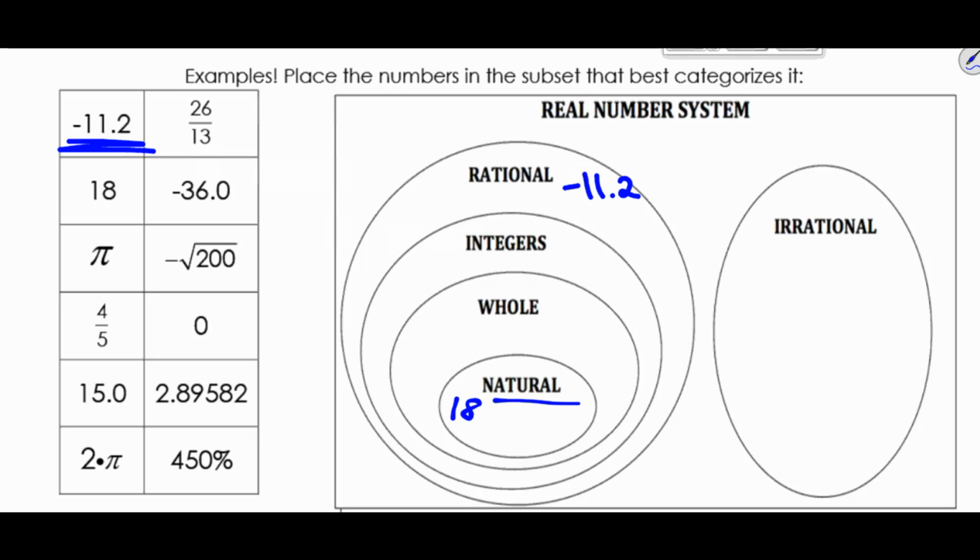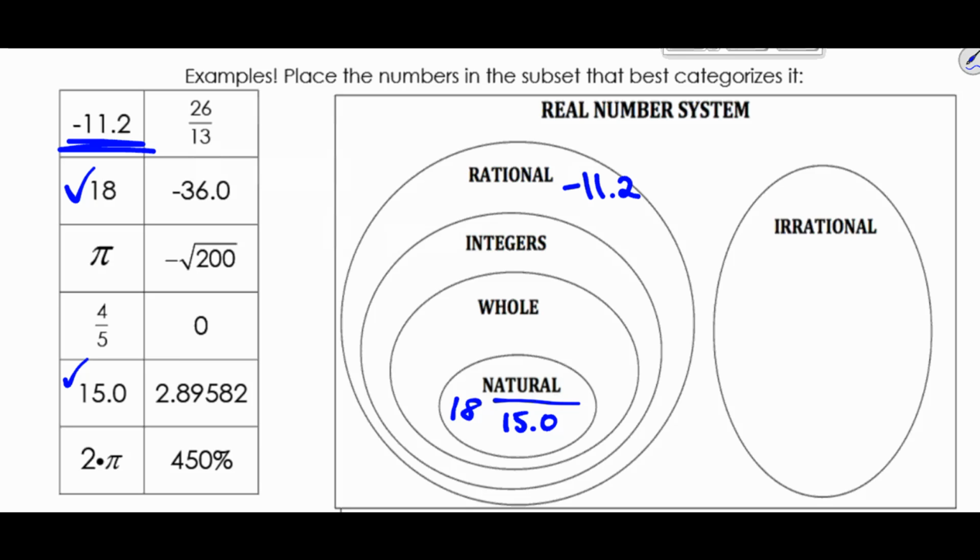So I have 18. I know pi is not going to be 1. I know 4 divided by 5 is not a whole number. 15.0, that's really just the number 15. That actually doesn't have a decimal part. Even though there is a decimal point, there's no part that's actually a decimal. There's no leftover remainder part. It's just 15.